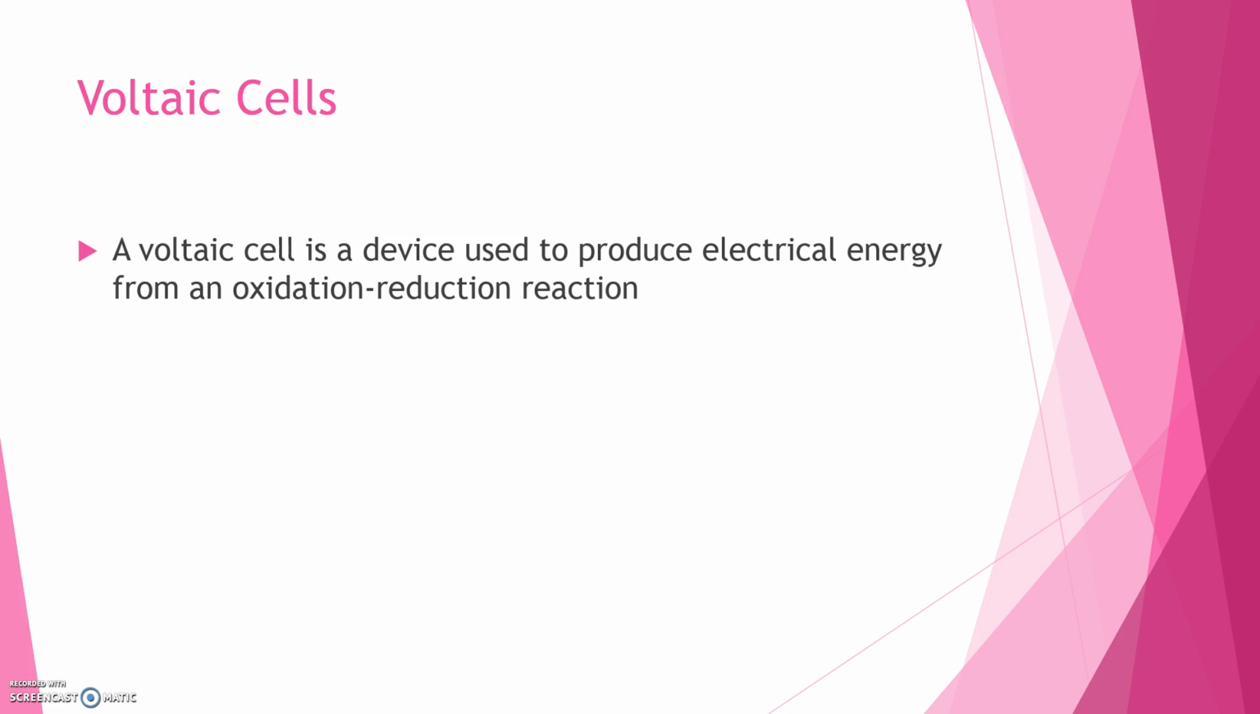So think about it. We had a flow of electrons, and if we want electrical energy, all we need is a flow of electrons. Well, we can get those electrons to flow by separating them into two separate containers, and we're going to learn how to draw a voltaic cell.